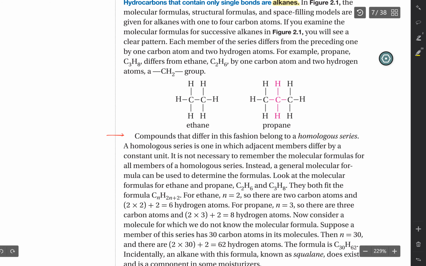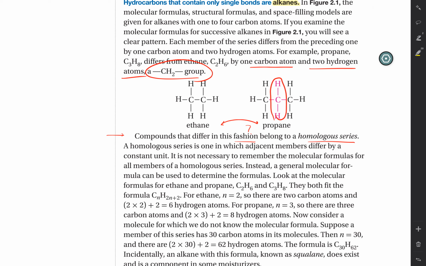If you look at here, it says compounds that differ in this fashion belong to a homologous series. Which fashion it means? It means the difference between its members is one carbon atom and two hydrogen atoms, or the difference between the members is CH2. For example, ethane and propane are in the same homologous series because the only difference between them is one CH2 group. The members of the same homologous series will have the same general molecular formula.